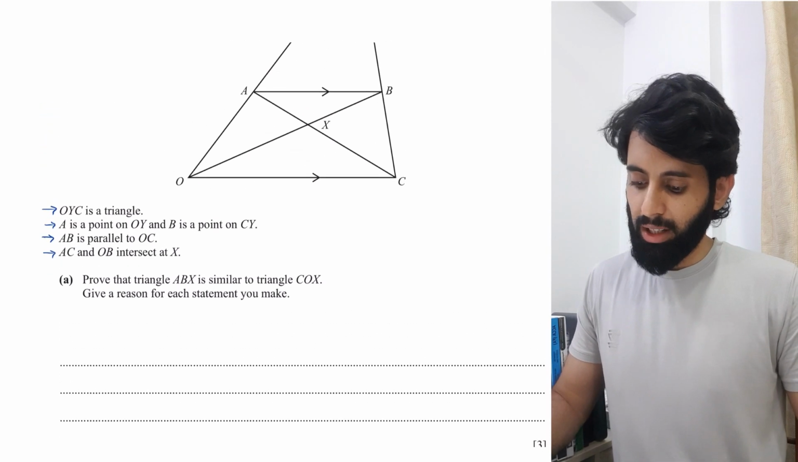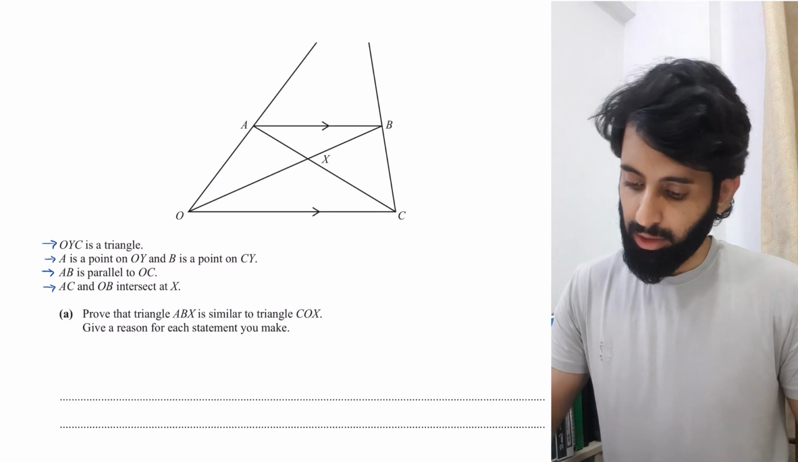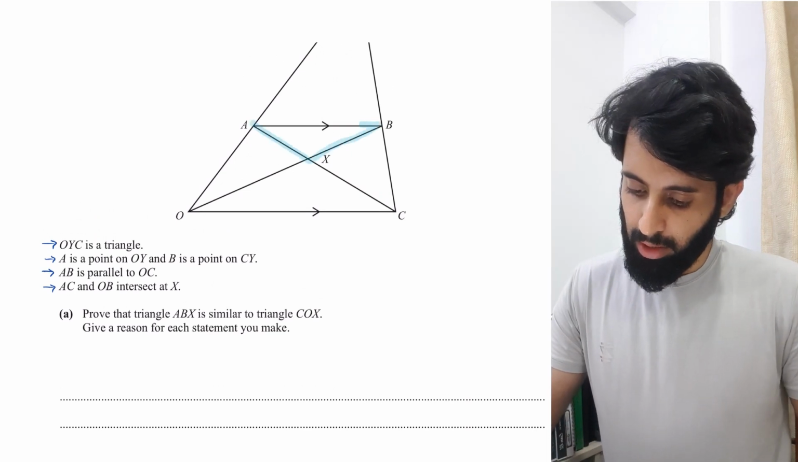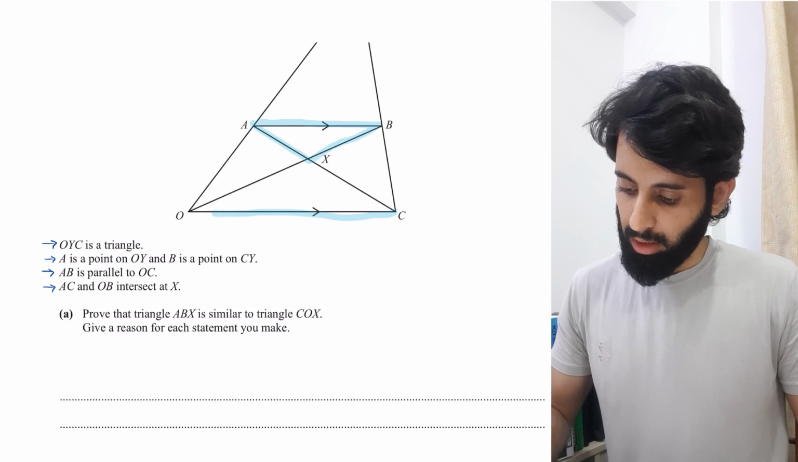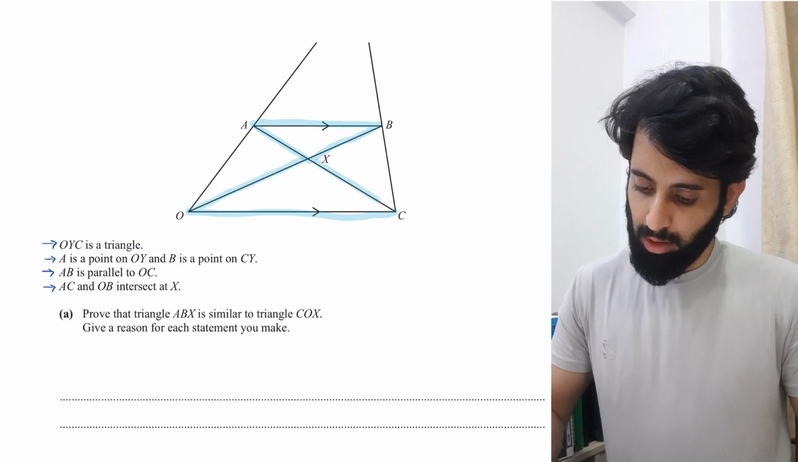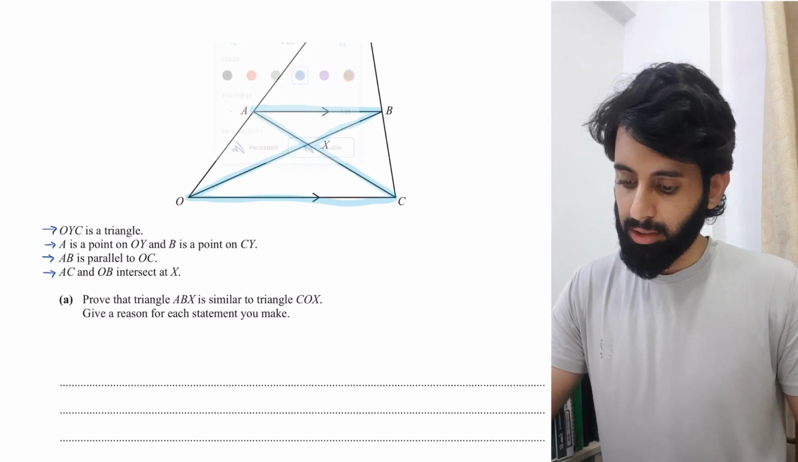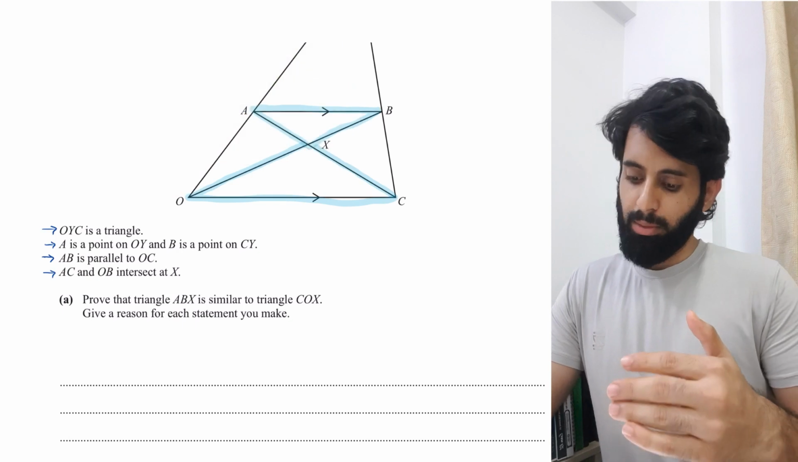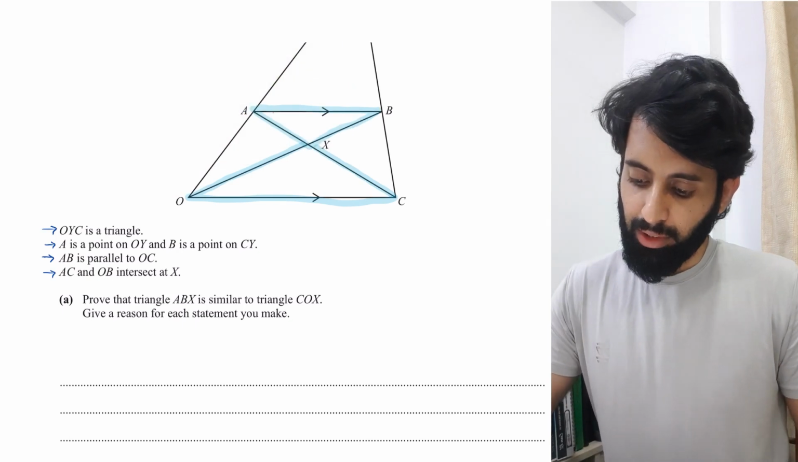Prove that triangle ABX is similar to COX. So ABX and COX, let me highlight the two triangles for you. So ABX and we have COX. Okay, so we have to prove that these two triangles are similar. Because AB and OC are parallel, we can state a lot of things.